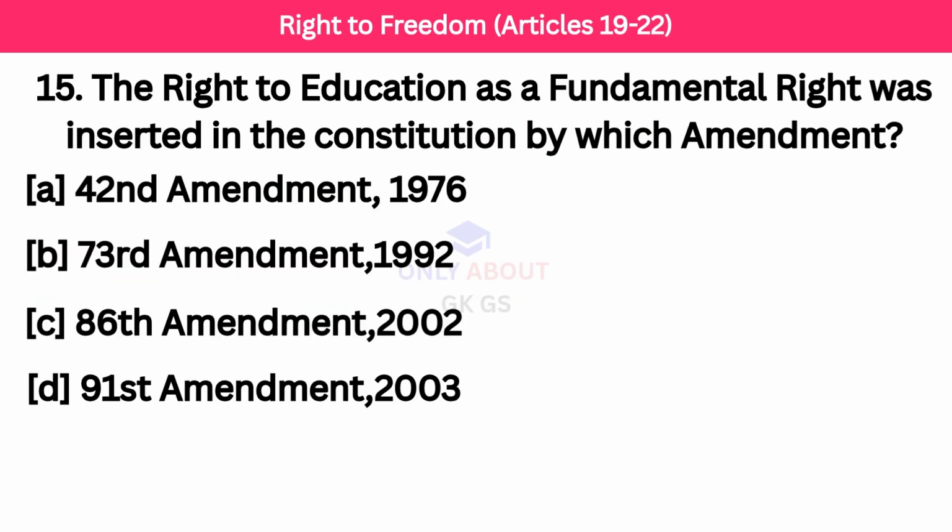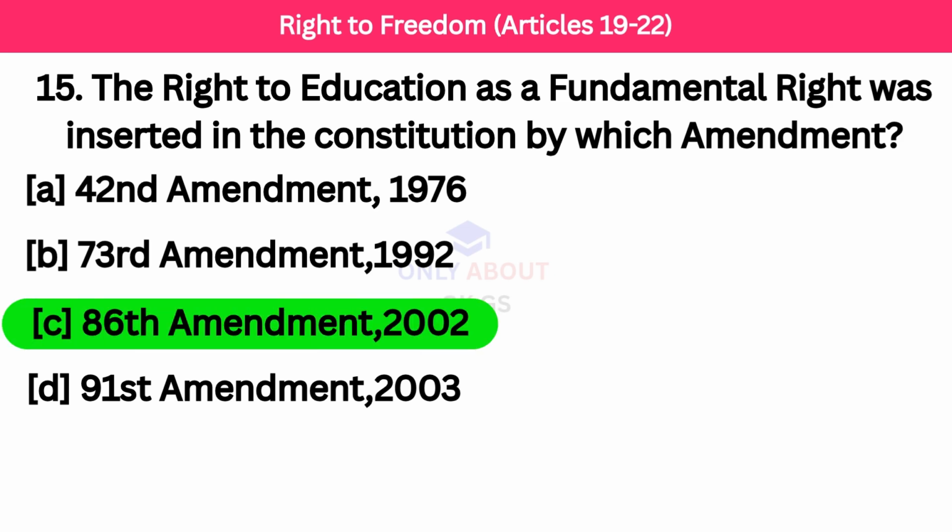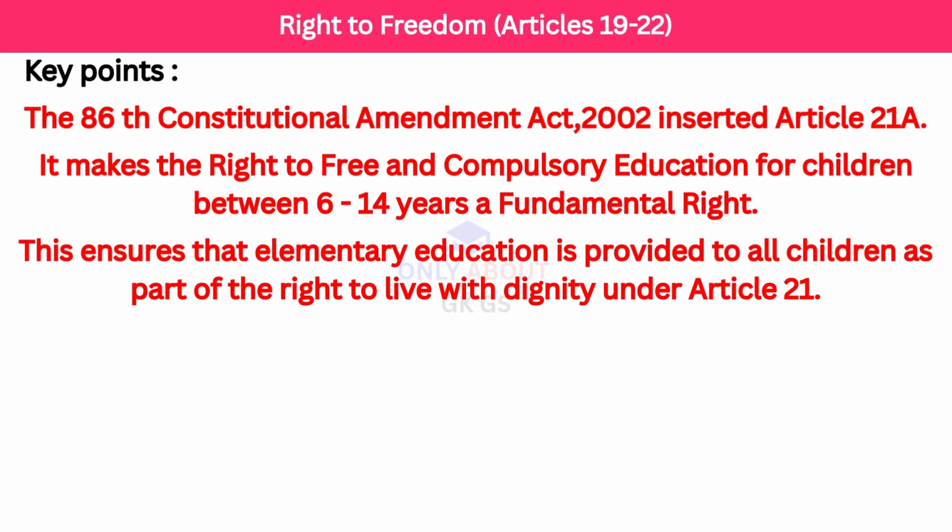Next question. The right to education as a fundamental right was inserted in the Constitution by which amendment? Correct answer, 86th Constitutional Amendment 2002. Key points. The 86th Constitutional Amendment Act 2002 inserted Article 21A. It makes the right to free and compulsory education for children between 6 to 14 years a fundamental right. This ensures that elementary education is provided to all children, as part of the right to life with dignity under Article 21.